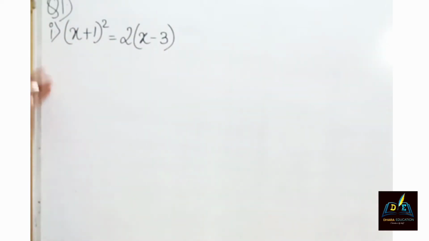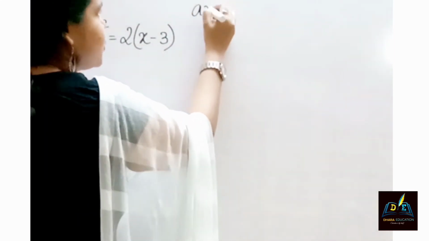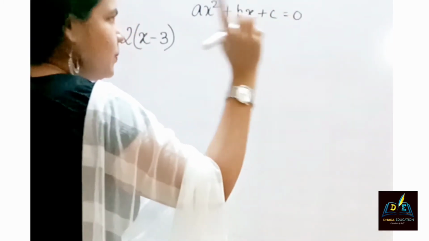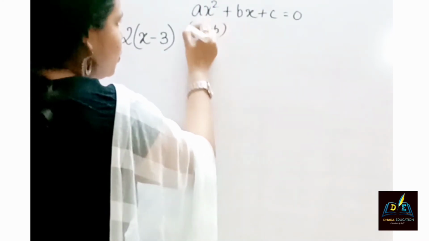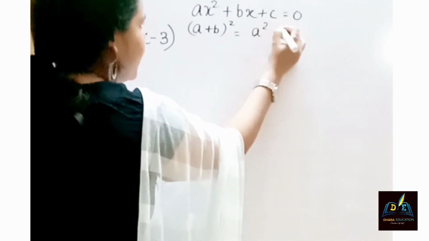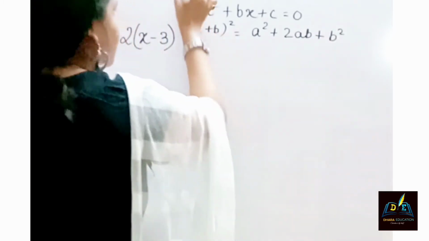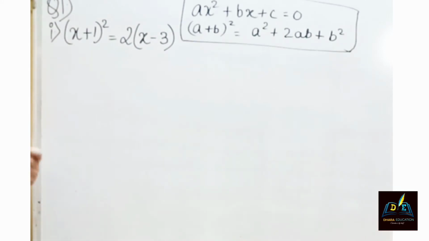Now students, to solve this kind of problem, we should always keep two formulas in mind. One is the standard form, as I told you previously, that is ax square plus bx plus c is equal to 0. And the other is (a plus b) the whole square is equal to a square plus 2ab plus b square. Keep this in front of you so that it will be very good for you to solve the sum.